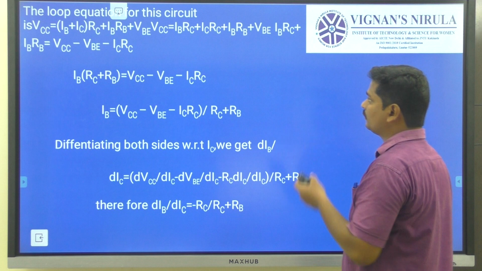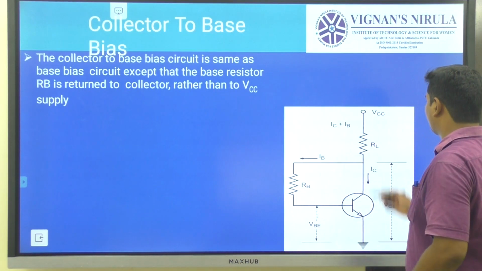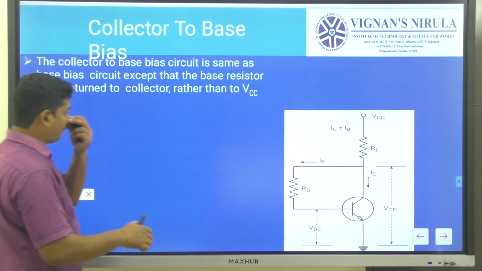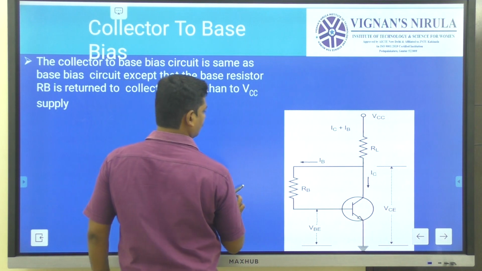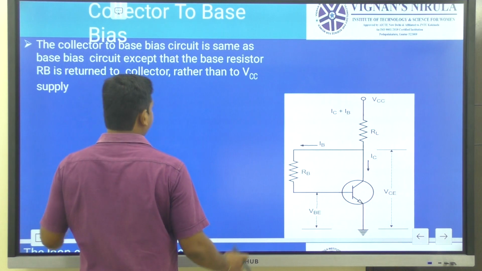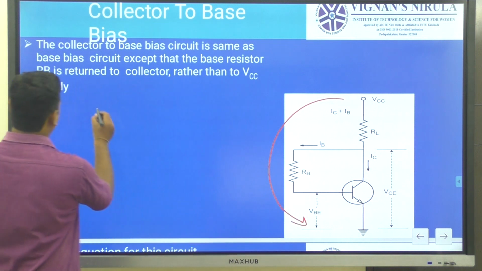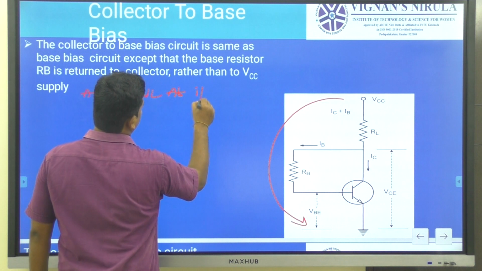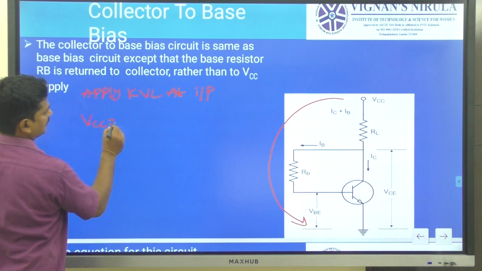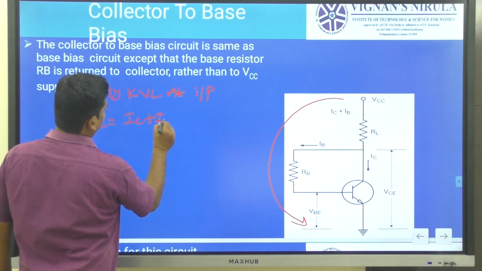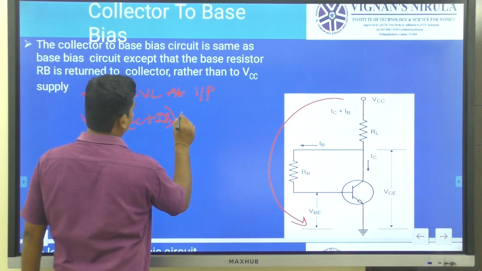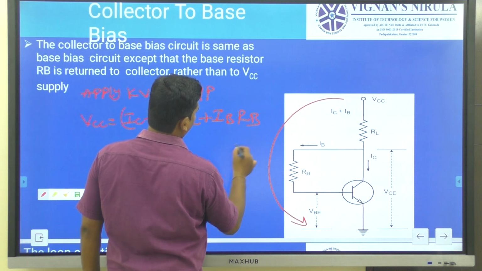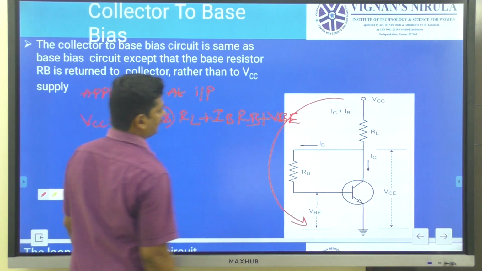So from this equation, if you take the base current, students, we can write that if you apply KVL at the input side, the applied voltage VCC is equal to (IC and IB) into RC, plus IB into RB plus VBE. So this is the input voltage.